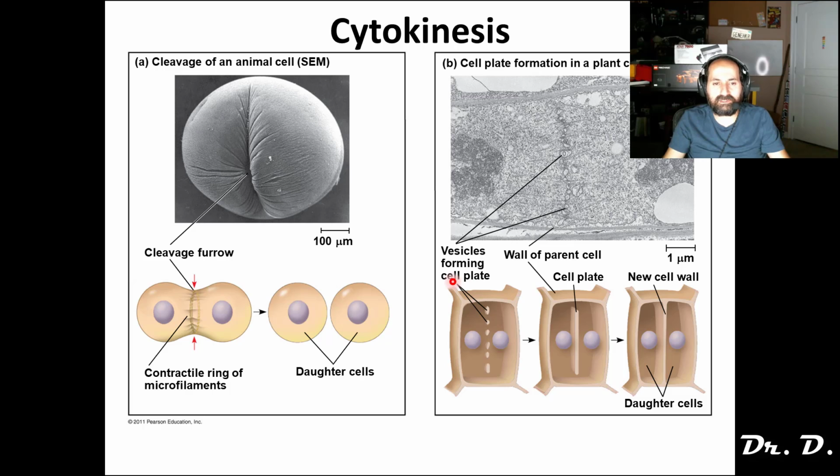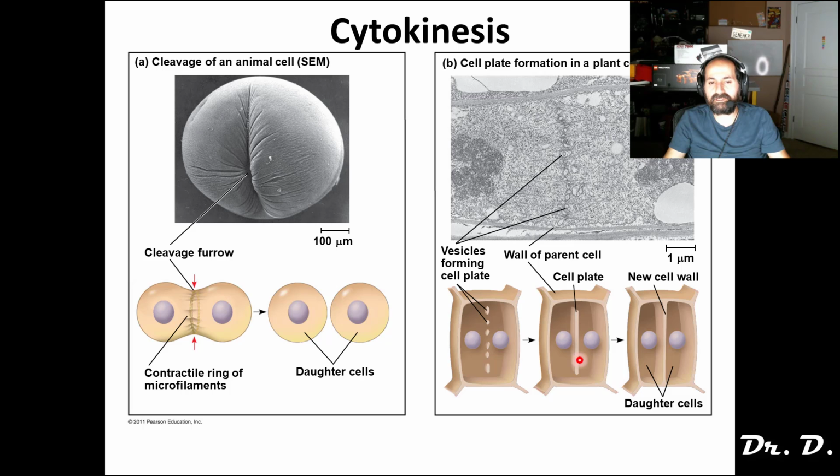In a plant cell, what you do is, vesicles, you know what vesicles are, right? Little phospholipid bilayer balls. Vesicles full of cell wall material from the Golgi line up. And remember what cell wall material means? Remember what the cell wall is made out of? The cell wall is made out of cellulose. So you can think of it as vesicles full of cellulose lining up at the center of the cell.